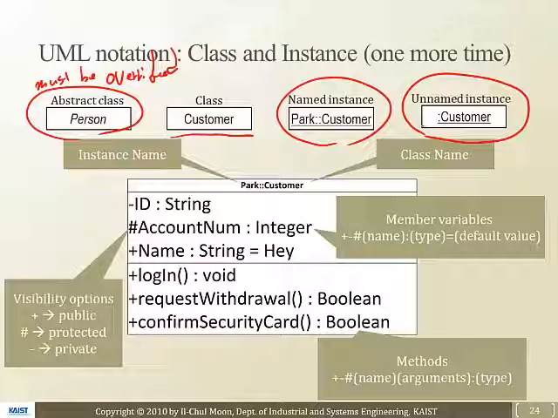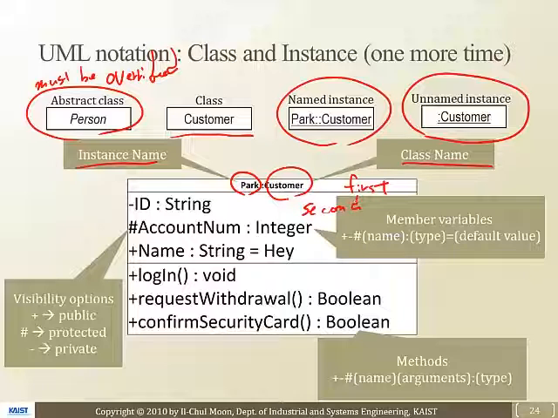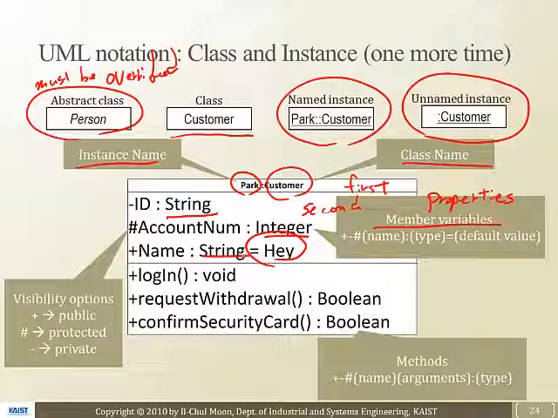Again, it's just a short recap. The instance name is here, and the class name is here, right? Park and customer. This is the first box. It specifies the instance name and the class name. In the second box, we have the data member variables, which in the MATLAB world are called properties, right? We have ID, account number, and name. We have certain types here, and this specifies the default value.